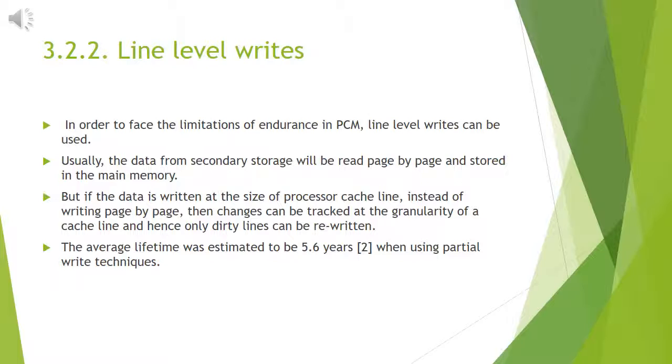The second method is line level writes. In order to face the limitations of endurance in PCM, line level writes can be used. Usually, the data from the secondary storage will be read page by page and stored in the main memory. But if the data is written at the size of processor cache line instead of writing page by page, then changes can be tracked at the granularity of a cache line, and hence only dirty lines can be rewritten. The average lifetime was estimated to be 5.6 years when using partial write techniques.